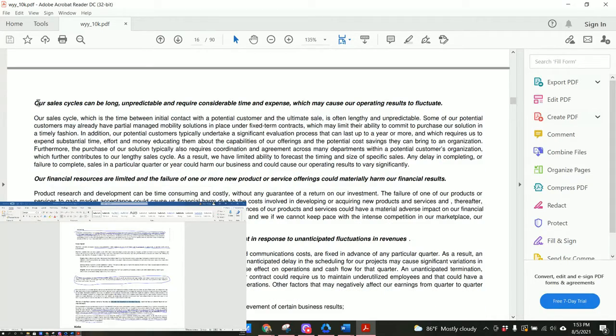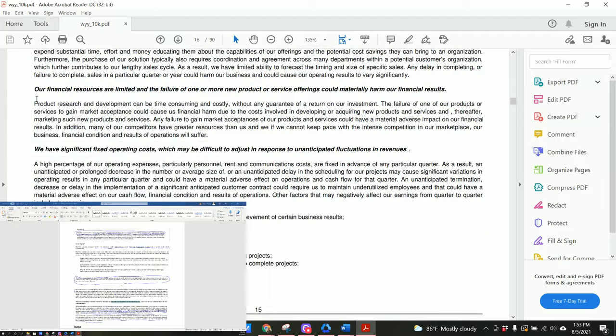Okay, again, I know this because I know how government contracts work. Our sales cycles can be long, unpredictable, and require considerable time and expense. If you don't know that, you would want to add that to the notes. Again, very common. Our financial resources are limited, and a failure of one or more products or services could materially harm our financial results. That's very common.